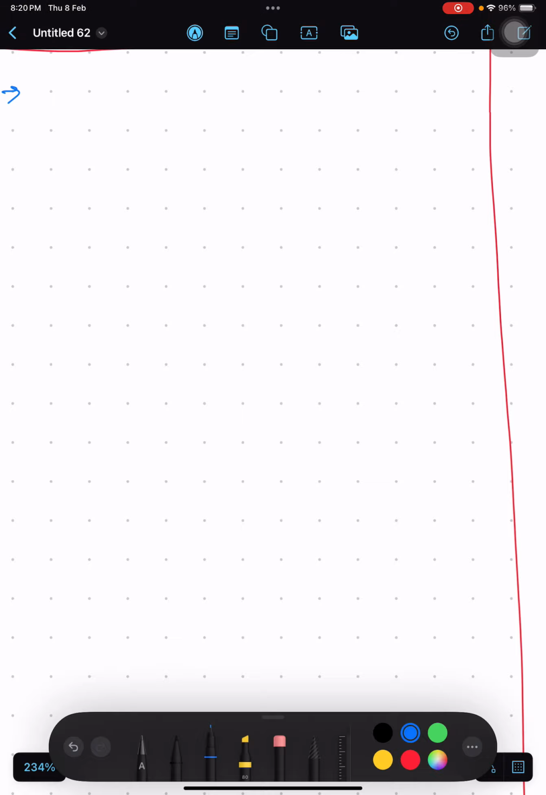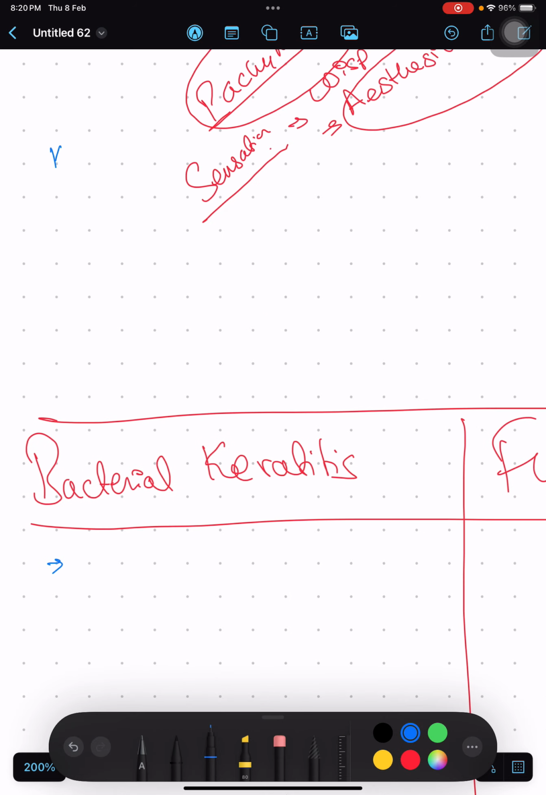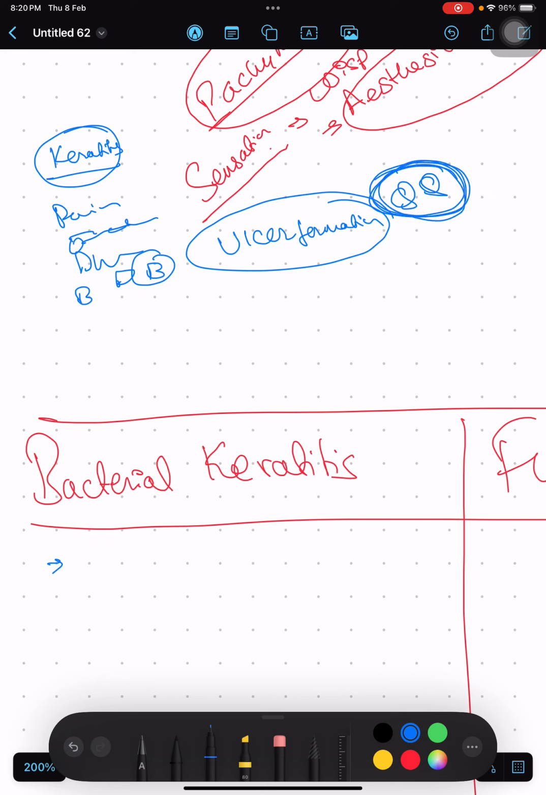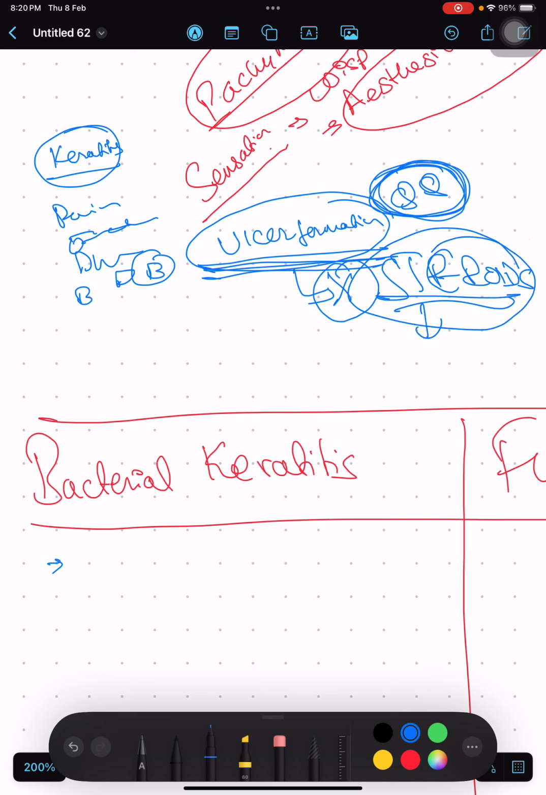Now, what we need to remember is in keratitis as a whole, what are the features that the patient presents with? It's pain, redness, photophobia, blepharospasm, discharge, blurring of vision, and there might be an ulcer formation. Very, very important. If there is any sort of ulcer formation, it's better not to give steroids. If you give steroids, that might lead to a corneal perforation.